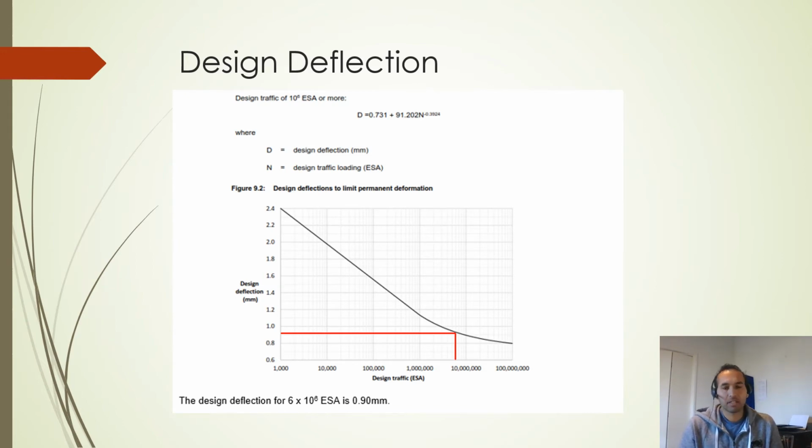So, the design deflection. We know what our design traffic is: 6 by 10 to the 6 ESA. Now that we know our design traffic, we can work out what the design deflection is. This chart comes straight out of Austroads Part 5.